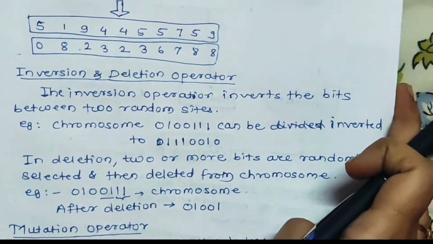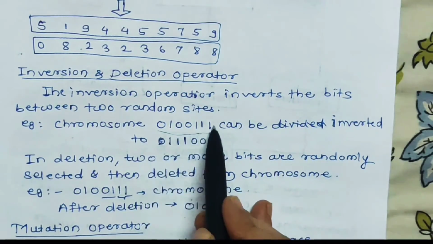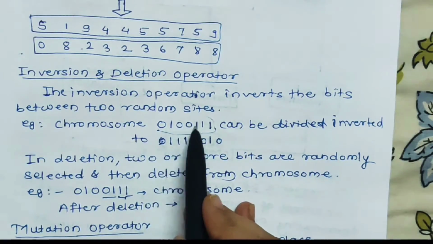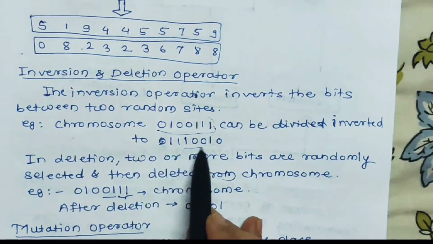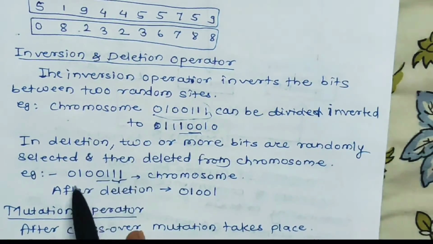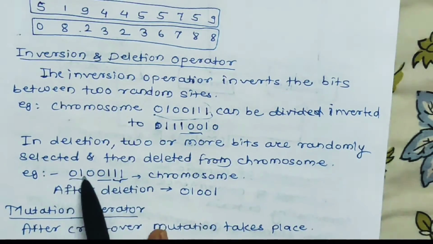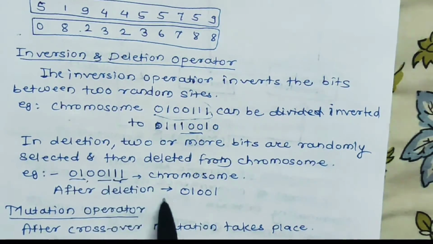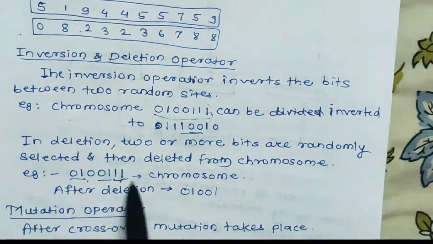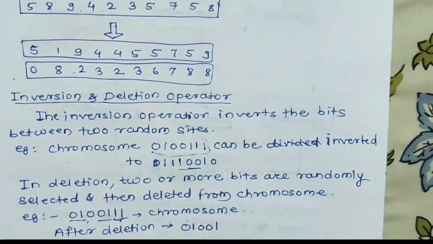The next one is the inversion and deletion operator. In the case of the inversion operator, the original sequence of the string will be inverted. You can see here 0, 1, 0, 0, 1, 1, 1, and we are using the inverted sequence here. In the case of deletion, some of the bits of the string will be deleted. So 0, 1, 0, 0, 1, 1, 1. Here the last 3 bits are deleted, and here the last 2 bits are deleted. So 2 or more bits can be randomly deleted.